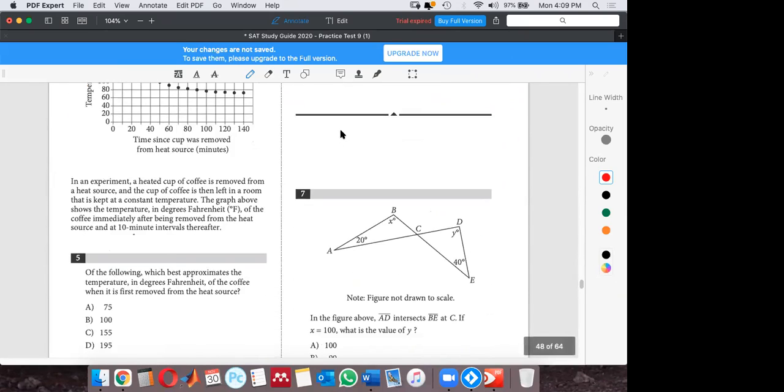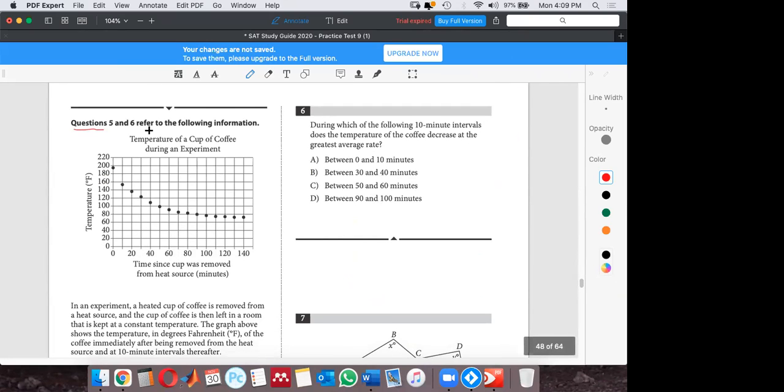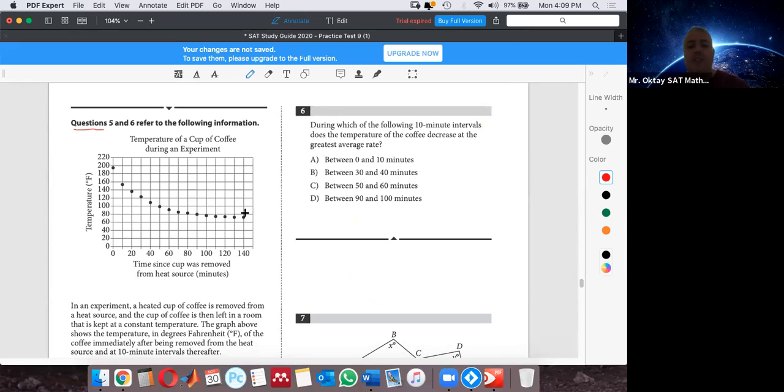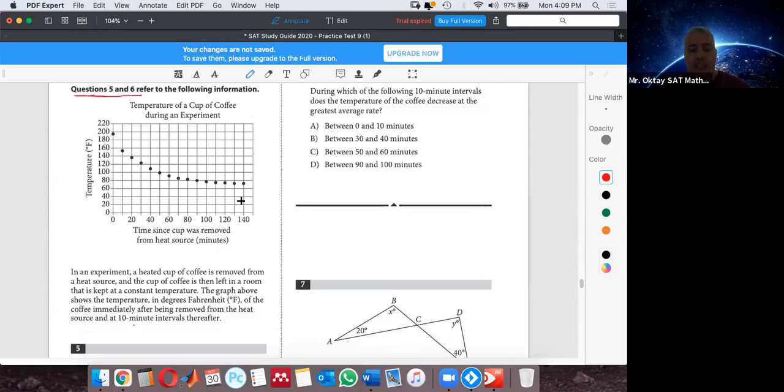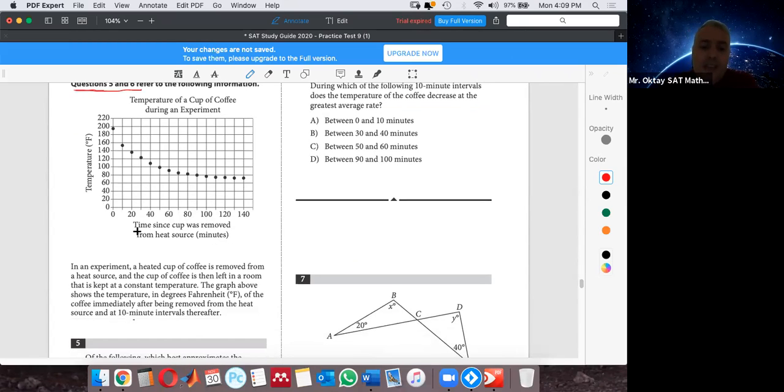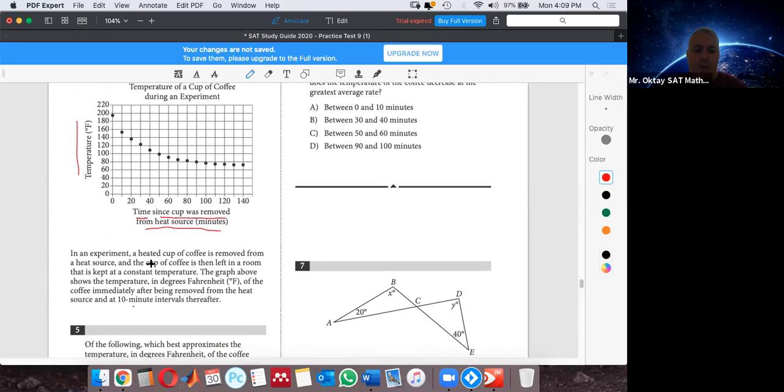Okay, question number 5, and it is related with this figure. So we will solve question number 5 and 6 by using this figure. What we see in this figure is time since the cup was removed from the heat source, and temperature in terms of Fahrenheit. There are lots of things here we can read.